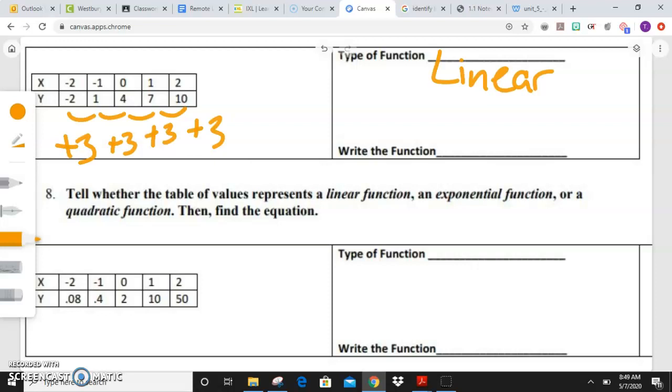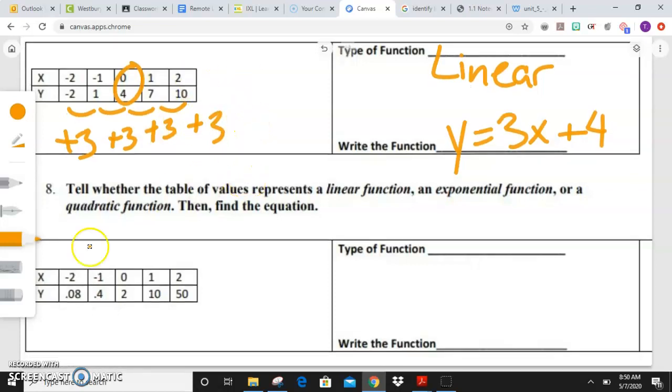Okay, so if we were to write a function for this, we'd say this is y equals 3x, and then the initial value was 4, so we'd say +4. Okay, and that's our y equals mx plus b. Now you don't need to do this yet right in the equation, but I figured might as well. All right, so our last example down here.